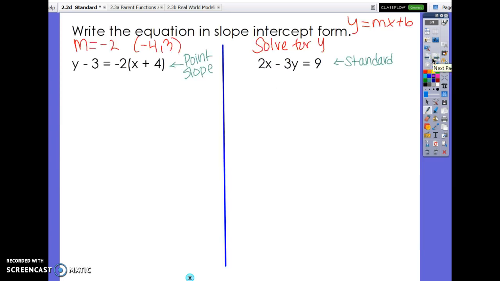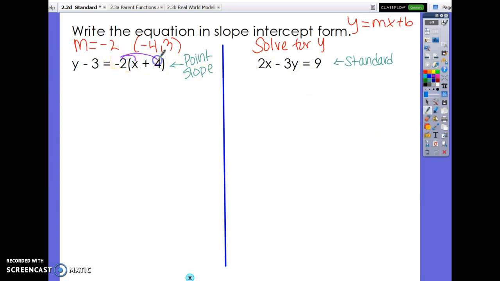On the left-hand side, we have our point-slope form, and we want to convert it into slope-intercept. Notice point-slope gets its name because just by looking at it, we can use our x1 right here and our y1 to know that we have the point -4, 3 on that line, and our -2 is our m, so that's our slope. If we want to write this in slope-intercept form, we are going to distribute and then solve for y.